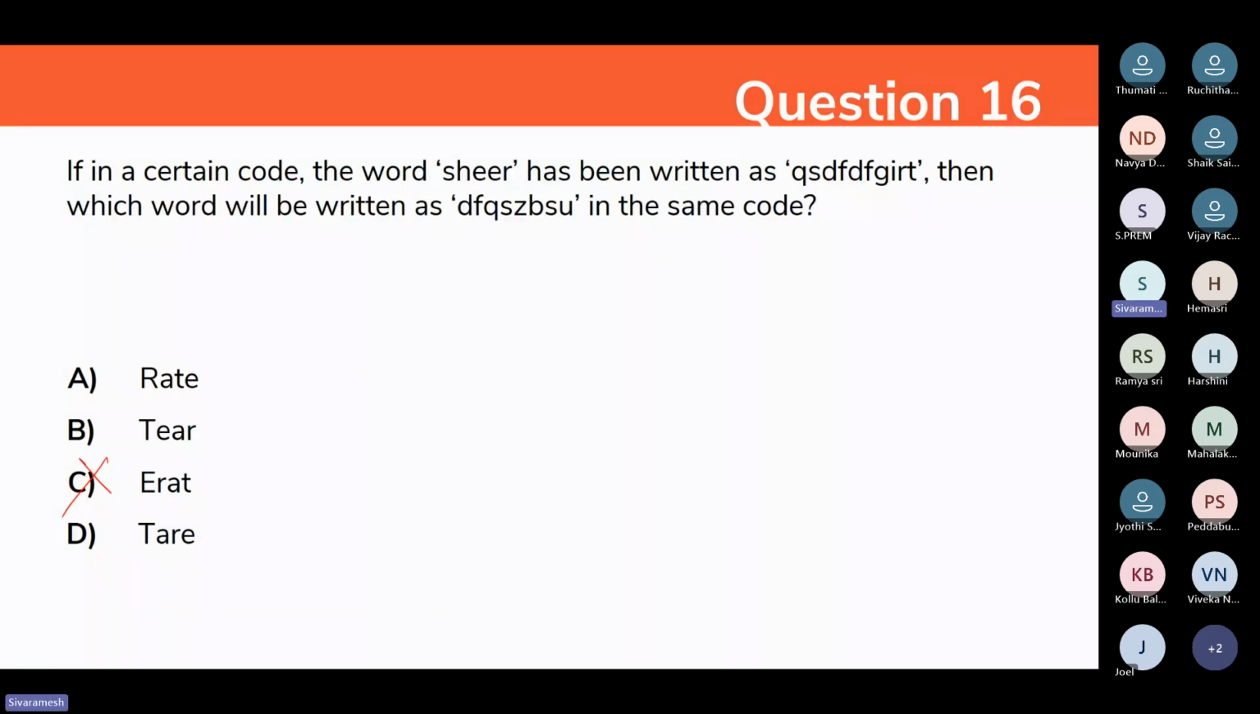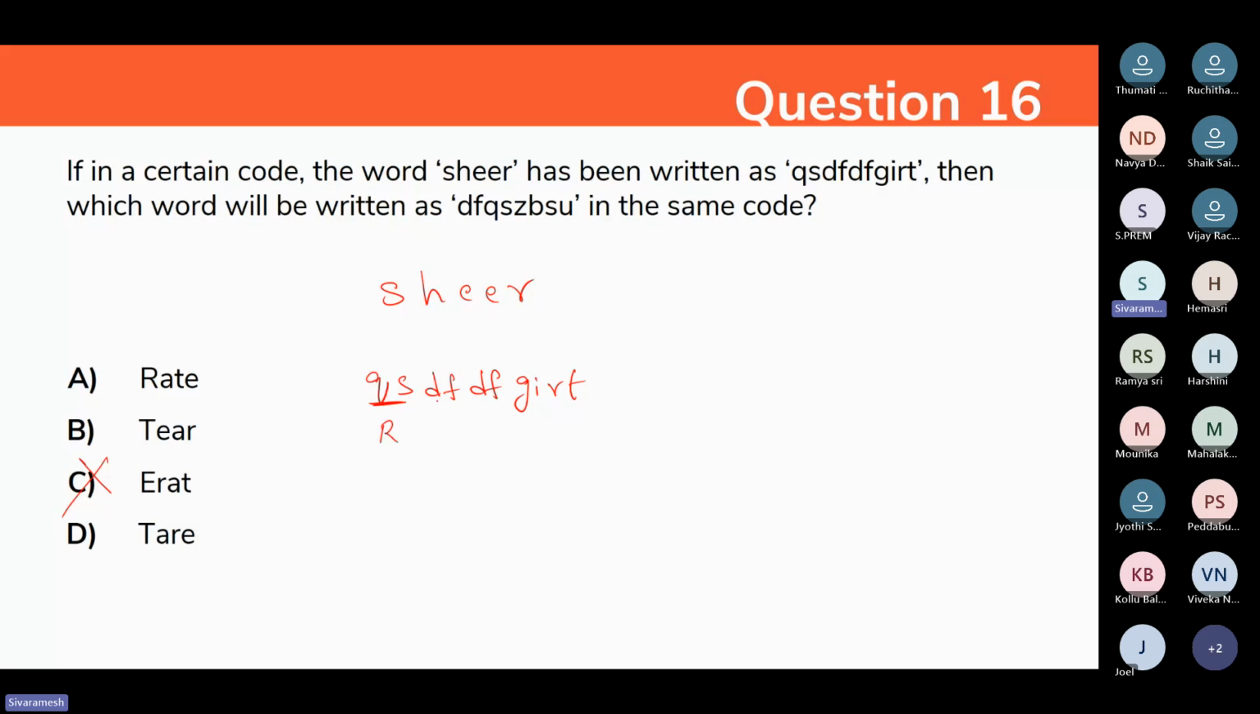See, if you observe this, shear is coded as Q S D F D F G I R T. Correct. The original word has 5 letters, and the coded word has 10 letters. So each letter in the original word is coded with 2 letters in the coded word, correct? But what might be the logic? What is the letter in between Q and S? There is one letter. What is the letter?